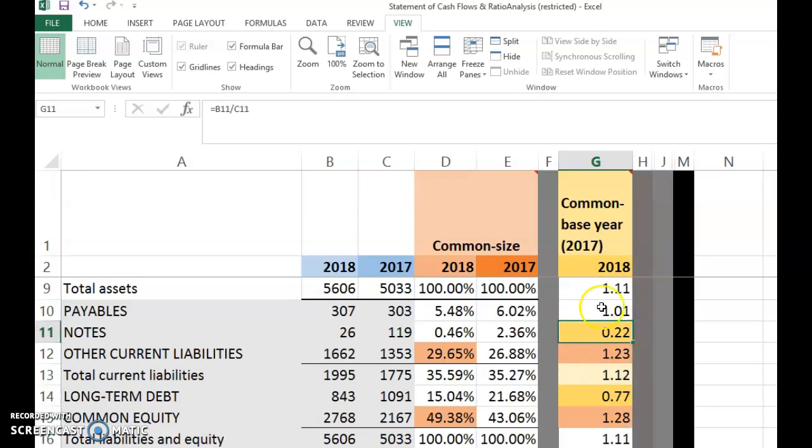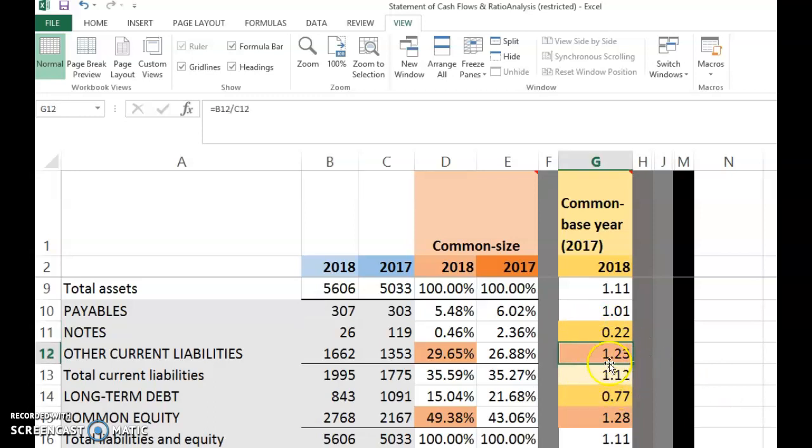But let's see, what does this indicate? If the value is less than 1, for example here, 0.22, what does that mean? It means that that item has reduced in value compared to the base year. The value in 2018 has fallen significantly, because it's only slightly more than 1/5 of the base year value. Base year value is 119. In the year 2018, it was only 26. Roughly 22% of the base year value. So that's a huge drop.